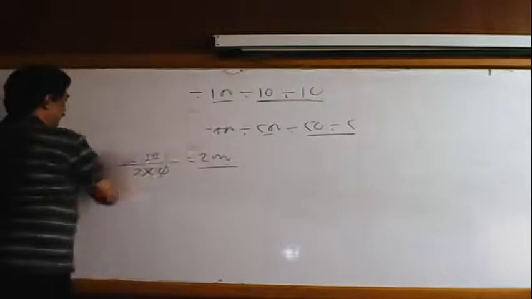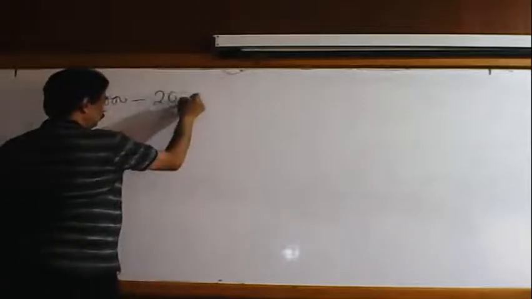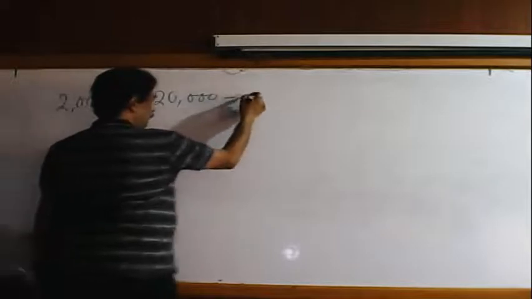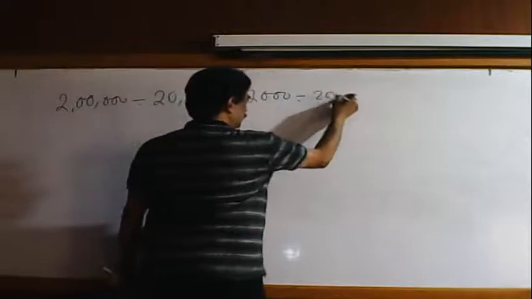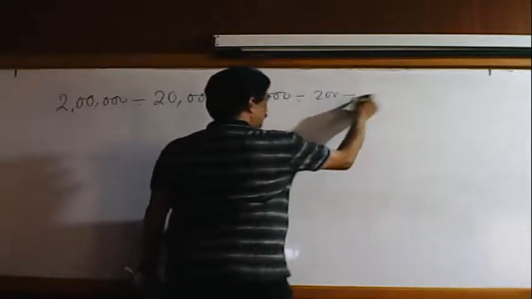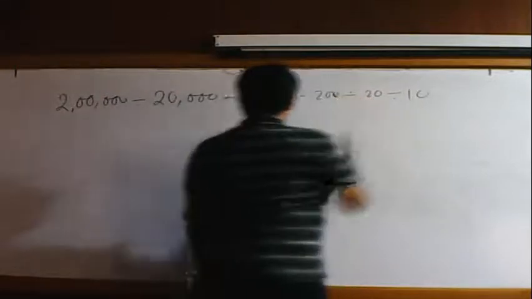I can give another example. Remember from home. Everything should be known from home. You scan the question paper and solve the answer. Now, my question is 2 lakhs divided by 20,000 divided by 2,000 divided by 200 divided by 20 divided by 10. This is a long division.